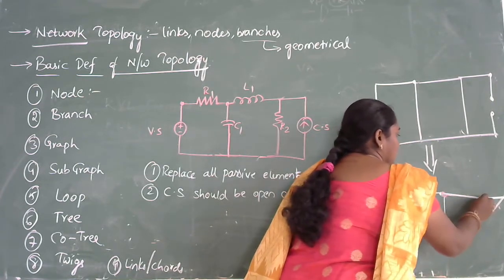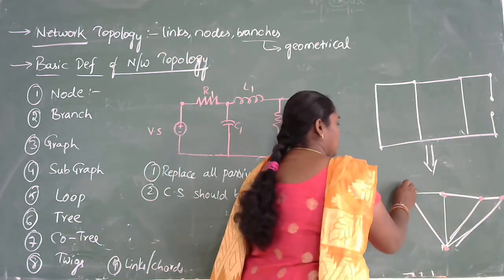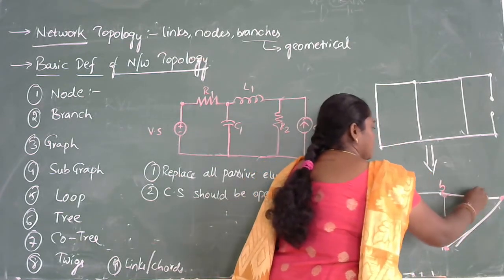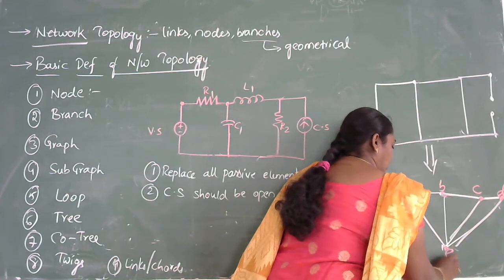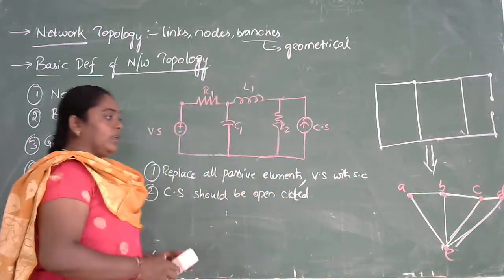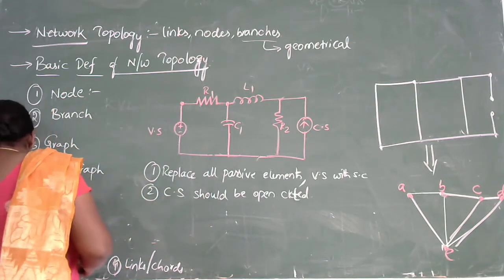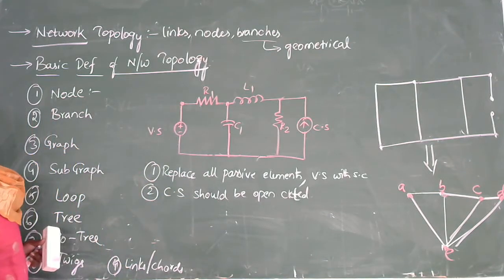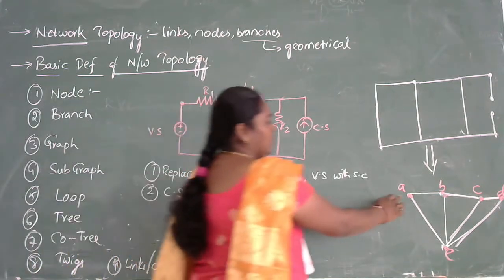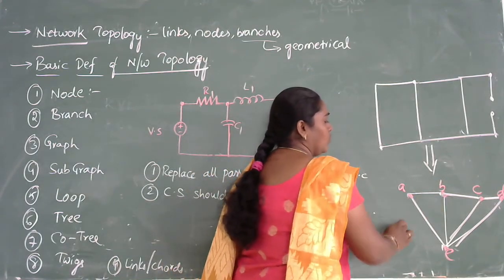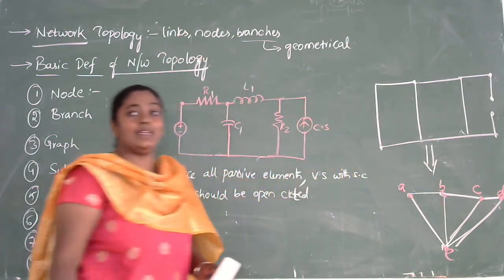I am representing these nodes as A, B, C, D, E. So here these A, B, C, D and E are nothing but nodes of this graph. Similarly, the line segment joining between these two nodes is nothing but called a branch.